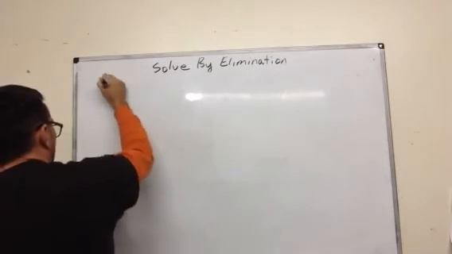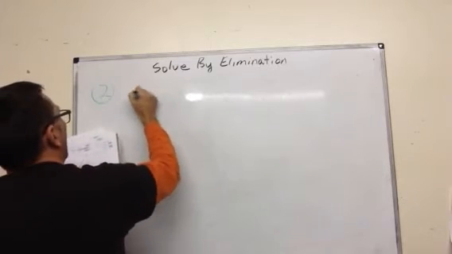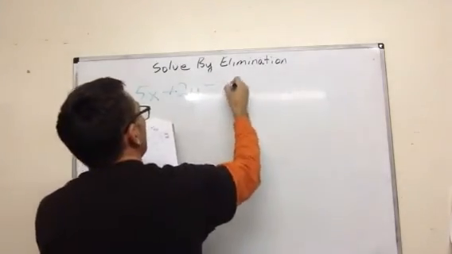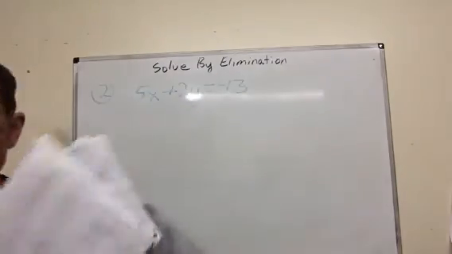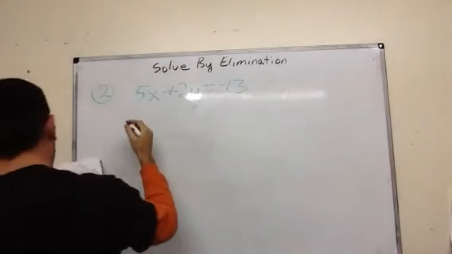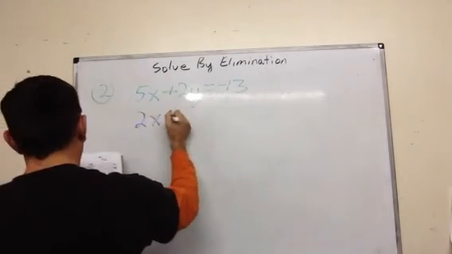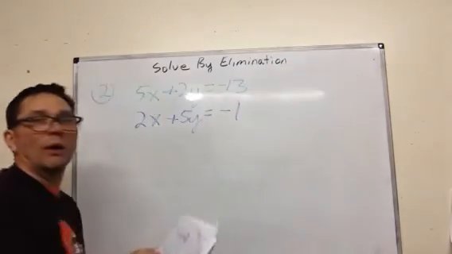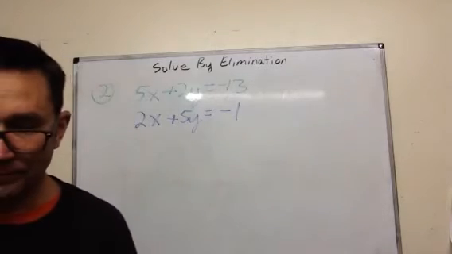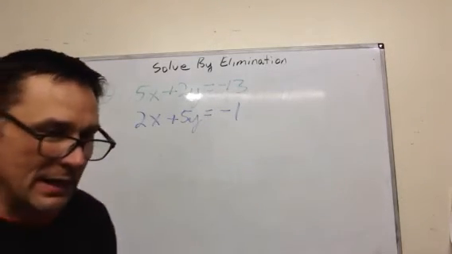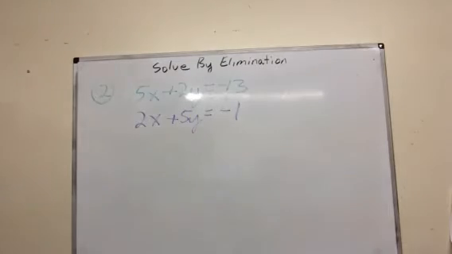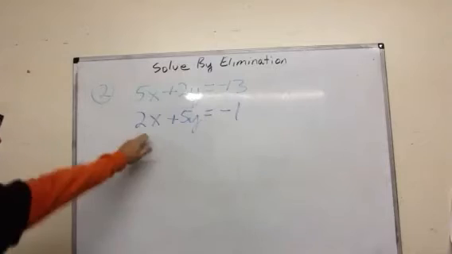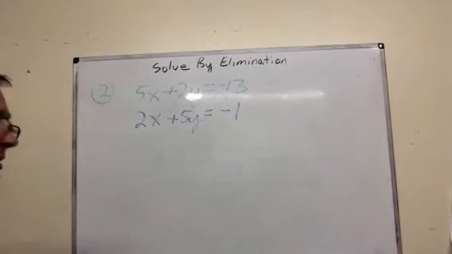Here's number 2. 5x plus 2y equals negative 13. I'll put that in green. And my blue equation is 2x plus 5y equals negative 1. Now this time, I'm going to eliminate my x's. You can do the y's, it doesn't matter, but this time I'm going to do x's, just to show you we can go either way with this.